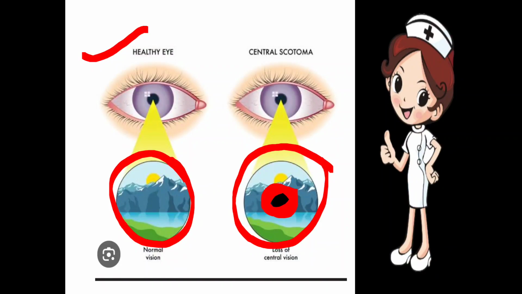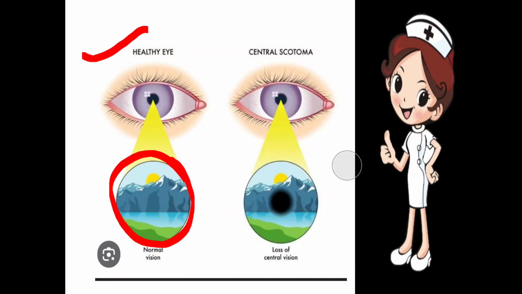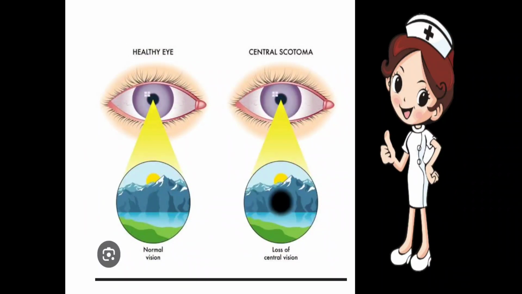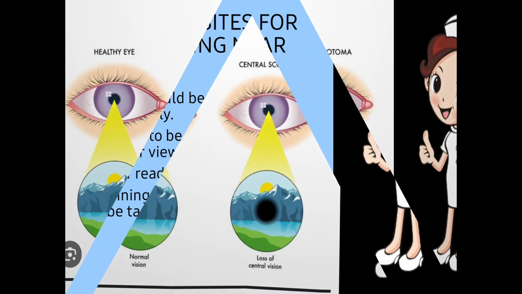Those patients who have a central scotoma cannot see the image at the center, but can receive the image from the sides. So if a patient has a large central scotoma, it is not beneficial for him, because if the patient already has a large scotoma, then it will become bigger by using the telescope. So it is not for those patients who have a central scotoma.